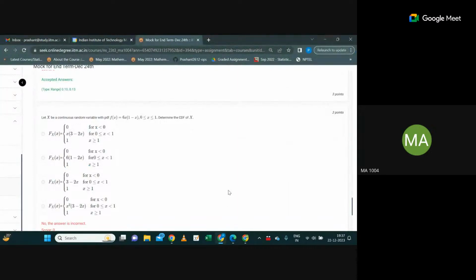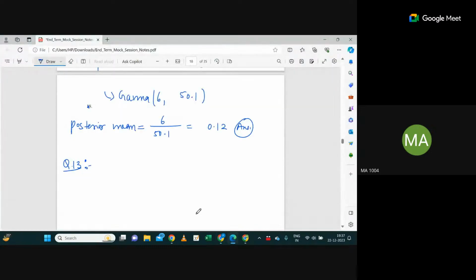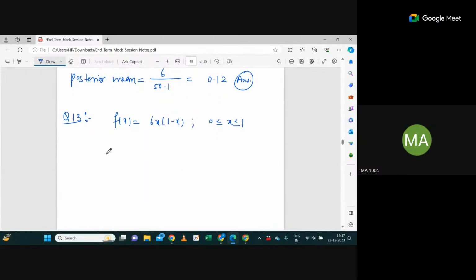So x is the continuous random variable with PDF f(x) = 6x(1 minus x), and support of x is 0 to 1. Sir, do we just have to integrate the PDF from 0 to 1? How will you define your F(x)? Before x less than 0, it will be 0, and after x greater or equal to 1, it will be 1. So we have to find the in-between case, right? Yes, sir.